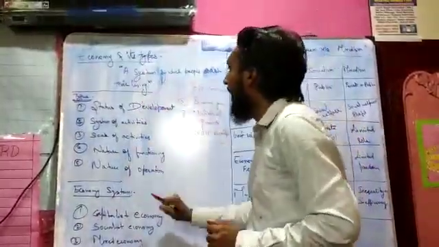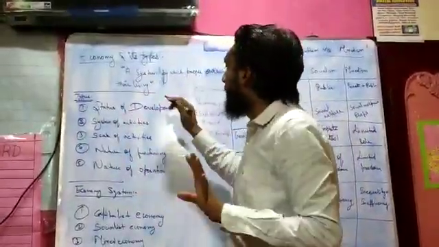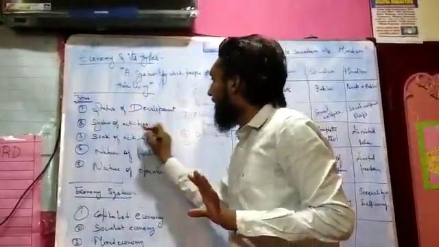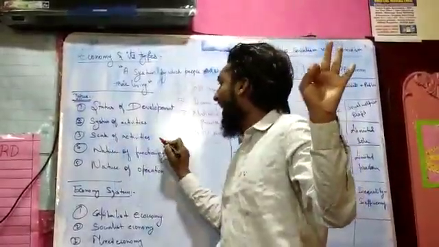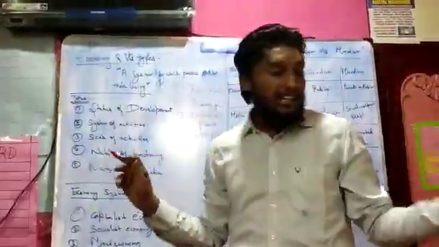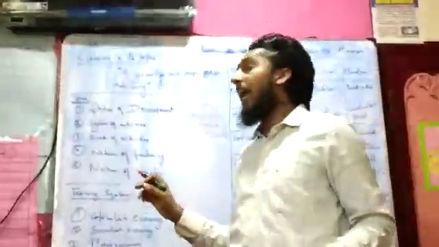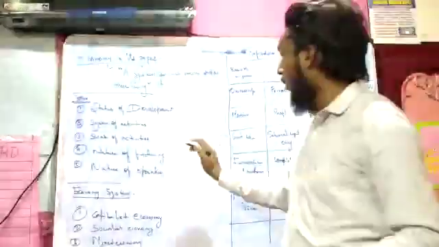So once again, the types: status of development, where underdeveloped, developed, and developing economies are part. System of economy, capitalist, socialist, and mixed economy. Scale of activities, here you will have private and public. Nature of functioning, we'll have dynamic and static. Nature of operation, you will have open and closed economy.